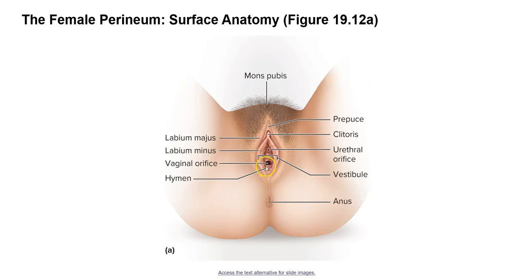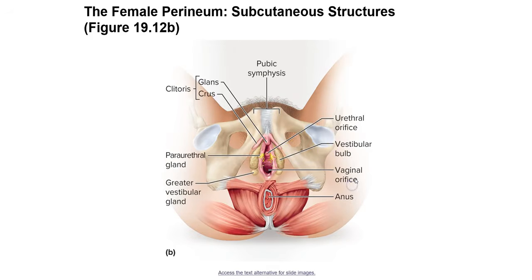Typically before sexual intercourse you will still see that hymen, and again that will get broken normally during the first active sexual intercourse. Also on either side of the vaginal orifice, if we look at the internal anatomy, we can see what are called the vestibular bulbs and the periurethral glands, as well as the vestibular glands.